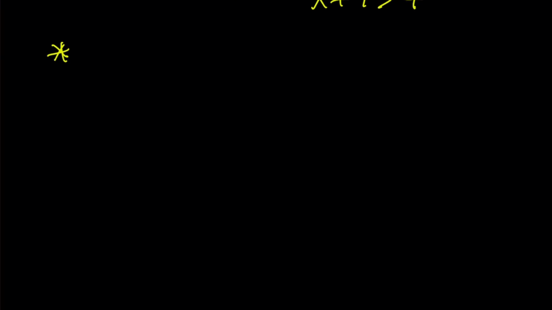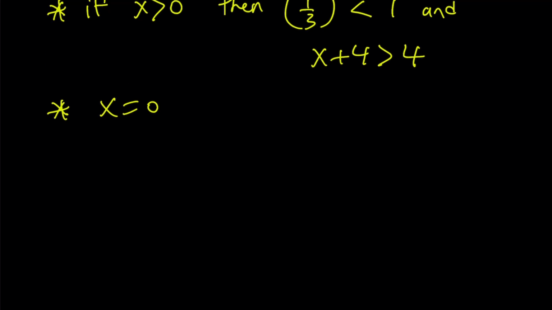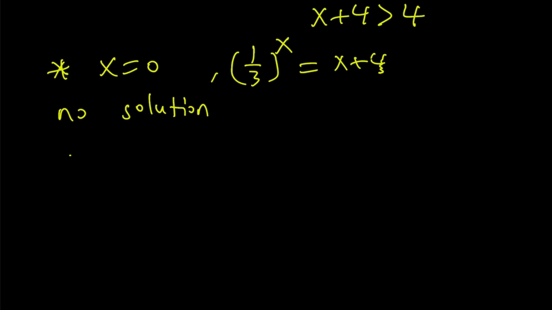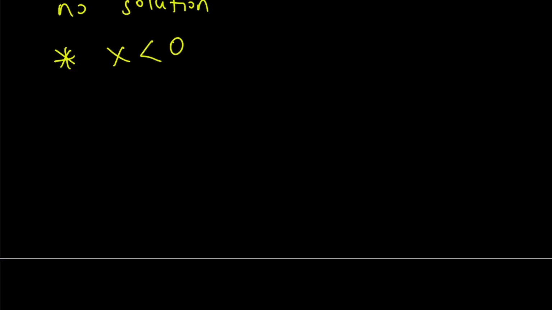And what about x equals 0? Well, let's rewrite our equation. Our equation was 1/3 to the power x equals x plus 4. Obviously, for x equals 0, there are no solutions, so x equals 0 is not a solution. Great. The only option left is negative values. So we're hoping to find something. Otherwise, we're going to say this equation has no solutions.